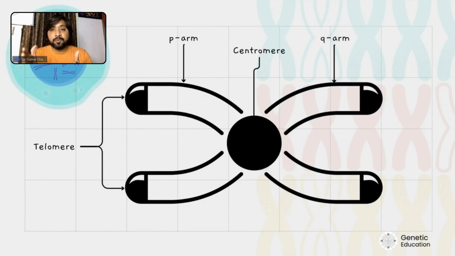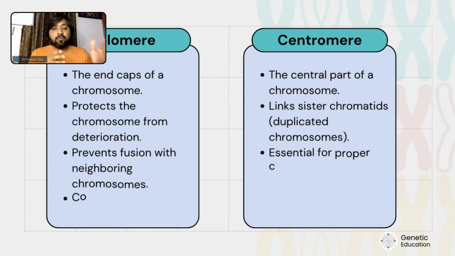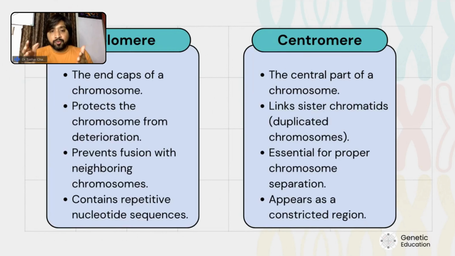A chromosome has three important parts: the telomere, that is the end of the chromosome; the centromere; and the arms, that are the P and Q arms. Telomeres are like the end caps of the chromosome. The main function of the telomere is to protect the chromosome from fusing with another chromosome, and also to protect it from deterioration. That means it is a very important part of a chromosome to keep its structure precise.